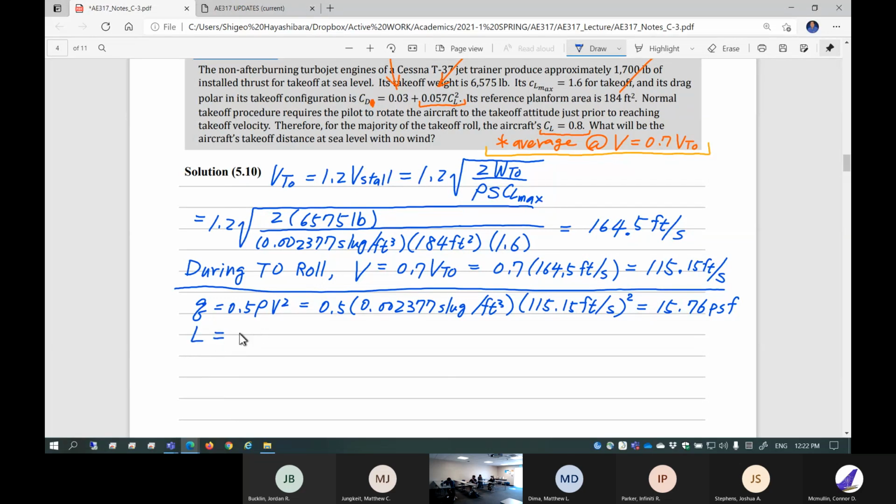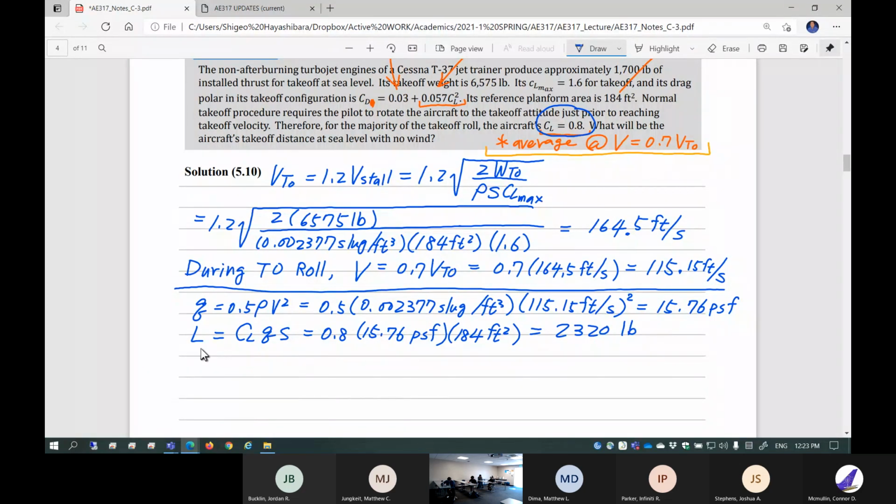So what is the lift for this 0.7 VTO condition? CL Q S, okay? CL is, of course, we know 0.8. Q, we found 15.76 psf, pounds per square foot. Area is 184 square feet. This is going to give you how much lift you are going to produce during the takeoff roll as an average value. 2,320 pounds of lift. Okay.